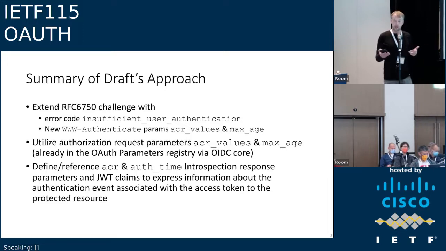In turn, we utilize the authorization request parameters, acr_values and max_age, to allow the client to convey to the authorization server its needs around the authentication event. These are parameters already defined via OIDC Core and registered in the OAuth parameters registry. And then we define and/or reference, depending on the context, acr and auth_time introspection response parameters and JWT claims to express that information about the authentication event associated with the access token to the protected resource. So really it's just stuffing them in the JWT or making them available via introspection using the same claim names. They're already defined for JWTs, we just reference them. They're more explicitly defined in this draft for introspection, to be clear.